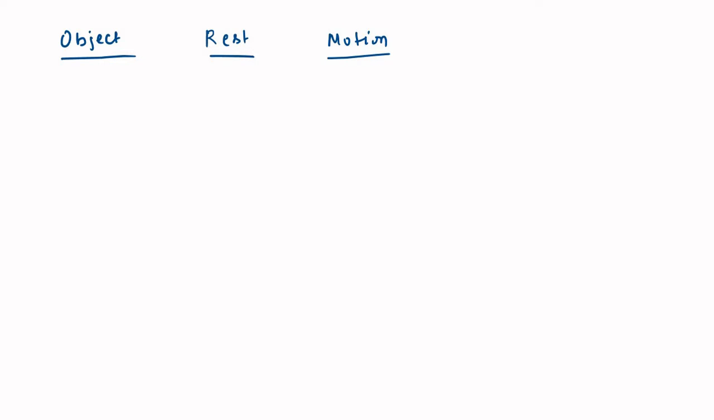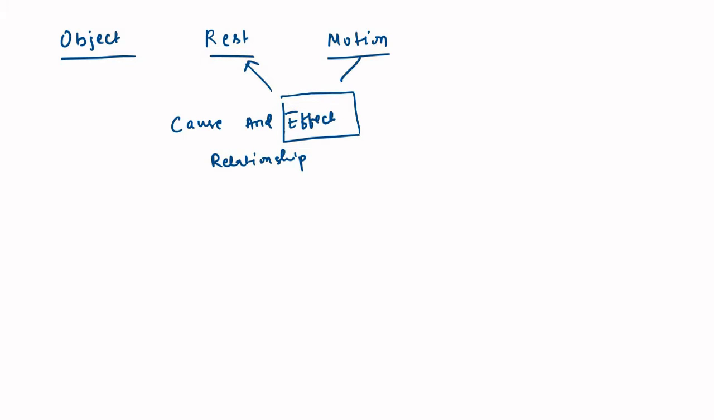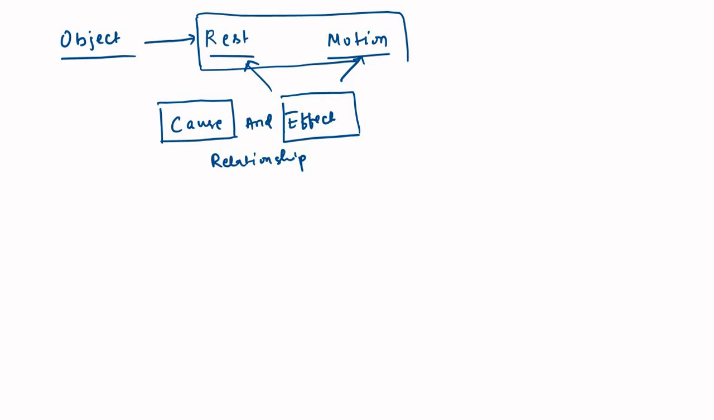And it is basically a kind of cause and effect relationship, okay. So here the effect which is produced is rest and motion. And what causes the object to remain at rest and what causes it to remain in movement or motion, that is what we are going to find out.